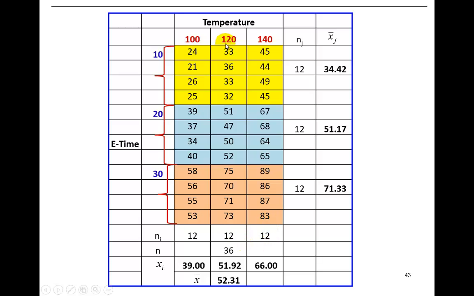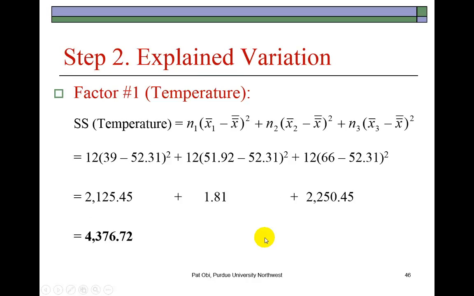So 120 is going to be this mean of 51.92 minus the grand mean, squared, multiplied by 12. And for this one here it is 66 minus 52.31, squared, multiplied by 12. And that's precisely what you see right here. That's what we did right here. And then you add them all up, and this is your sum of squares for temperature. Let's call that factor number 1.